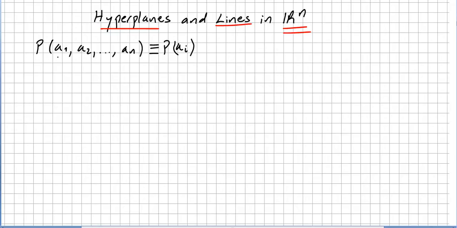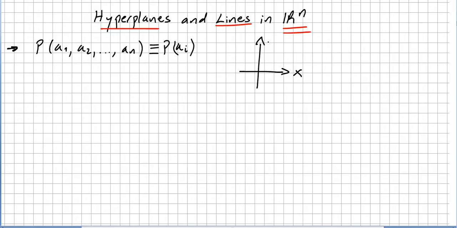So the very first one will be a point. If we have a space, P will be a point. According to the dimension of the space, we will have n coordinates, a1, a2, an. So this is a point defined this way, P of ai.